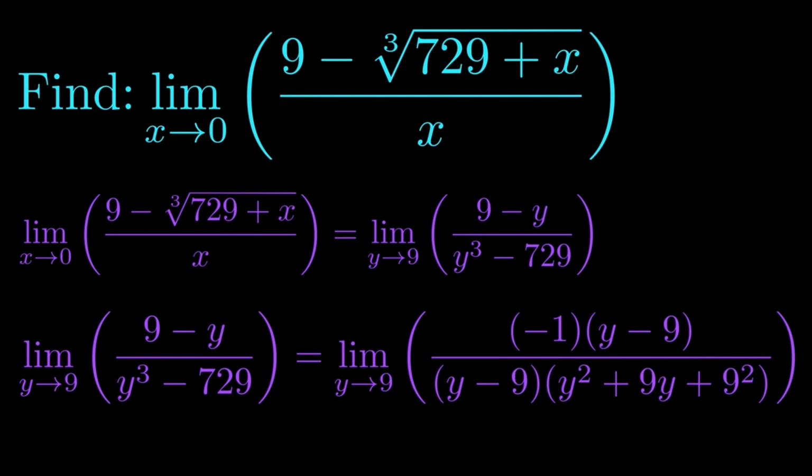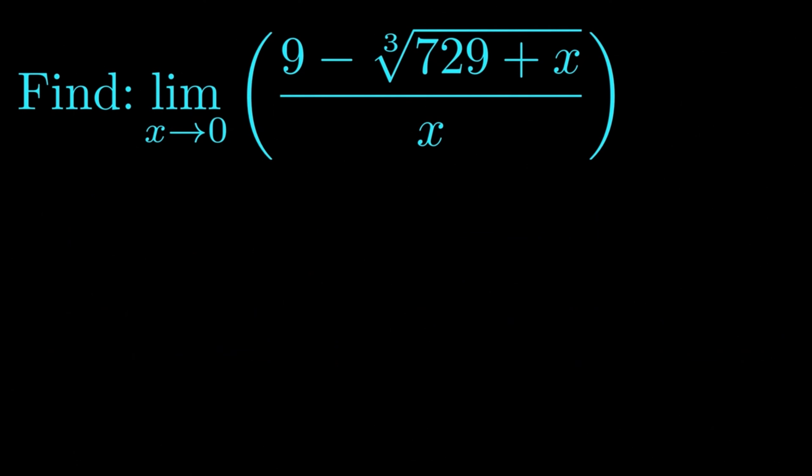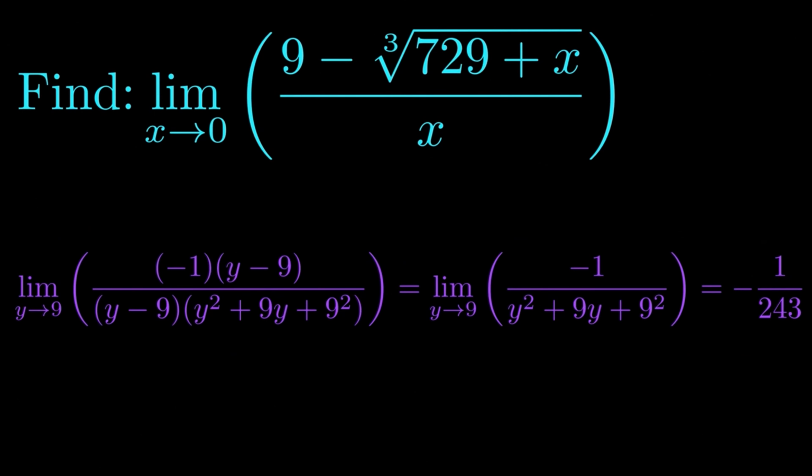Now we can rewrite our limit as the limit as y approaches 9 of minus 1 multiplied by y minus 9, divided by y minus 9 multiplied by y squared plus 9y plus 9 squared. Now we have a factor of y minus 9 in the numerator and a factor of y minus 9 in the denominator. We can cancel those, and the limit becomes the limit as y approaches 9 of minus 1 divided by y squared plus 9y plus 9 squared. We can just let y tend to 9 without dividing by 0. In doing so, we get an answer of minus 1 divided by 243.